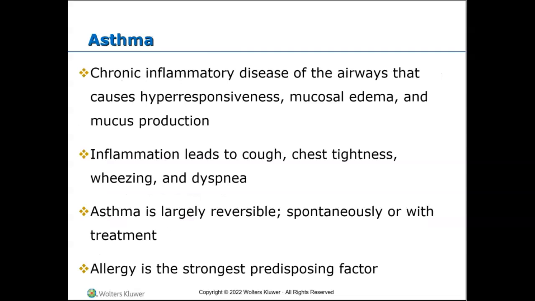Okay, next is asthma. It is a chronic inflammatory disease of the airways that causes hyper-responsiveness, mucosal edema, and mucus production, right? Inflammation leads to chest tightness, wheezing, coughing, dyspnea. Asthma is largely reversible with treatment, and sometimes it will resolve on its own spontaneously. And again, usually with age. That's where they say they'll outgrow it. That's literally the medical term, it's spontaneously resolved.